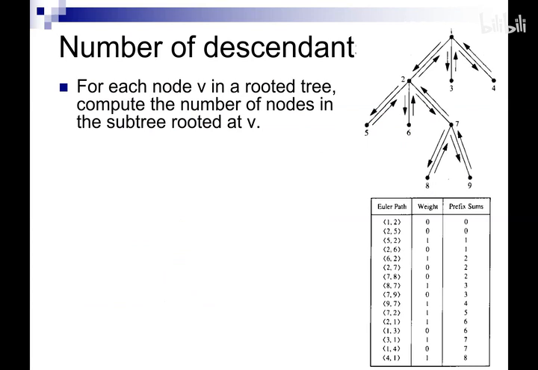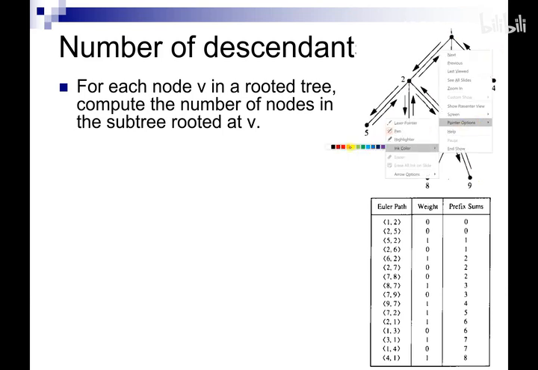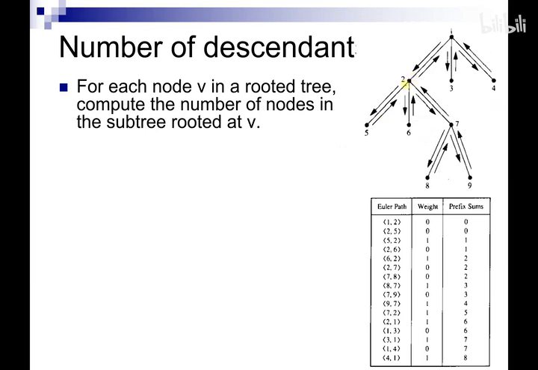Okay, so let's do one more of these. Let's compute the number of descendants of a node in a rooted tree. So for example, this node 1, all of these other nodes, 2, 3, 4, all the way through 8, are descendants. So this one node should output a value of 8 because he's got 8 descendants. This node 2 over here has 1, 2, 3, 4, 5 descendants, so he should output 5.